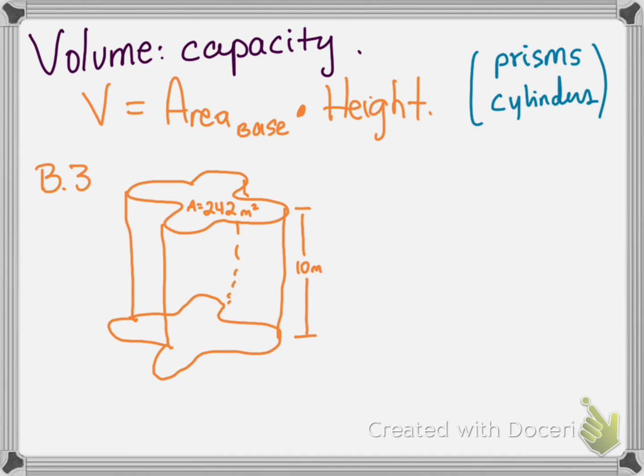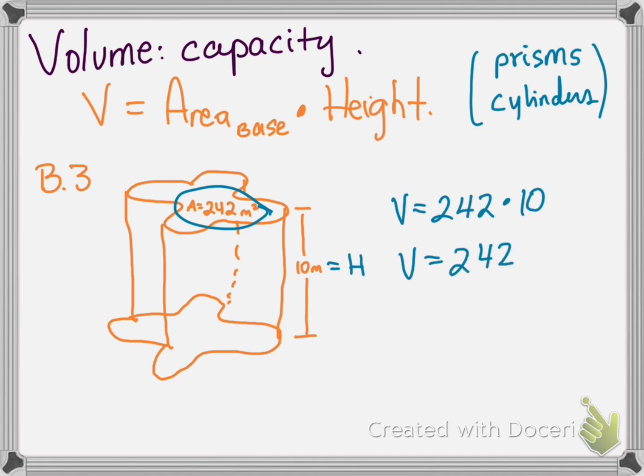So example B.3 is actually really easy because they're giving us the area of the base and they're giving us the height. Now notice height is with capital H because it's talking about the height of a solid, not the height of a triangle. So if I want to find the volume, I just have to multiply the area of the base, which is 242, times the height, which is 10. And that's an easy multiplication, it is 2,420. In this case, they are giving us the units, which is m, and since it's volume, 3 dimensions, then we put the units to the cubic power, so m to the third power.